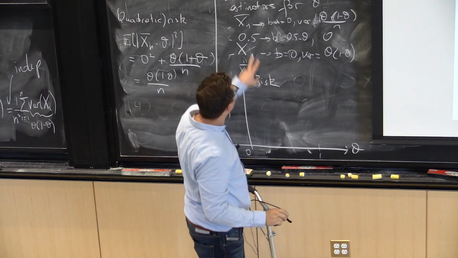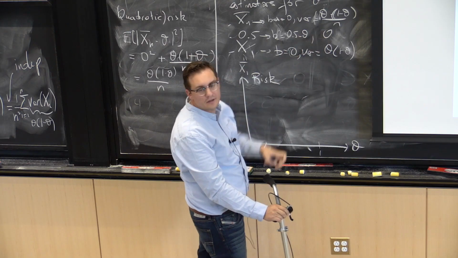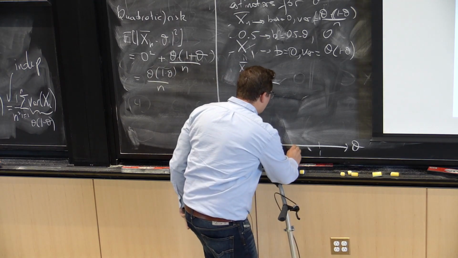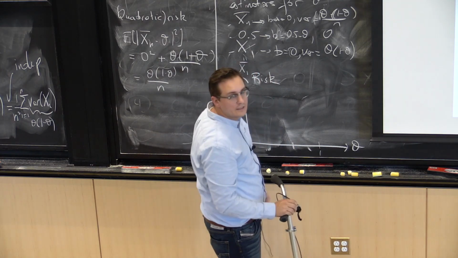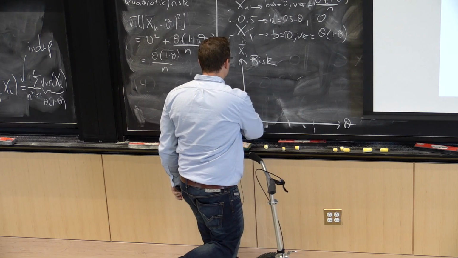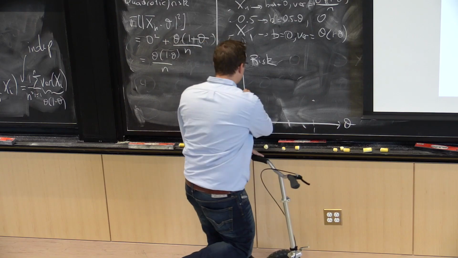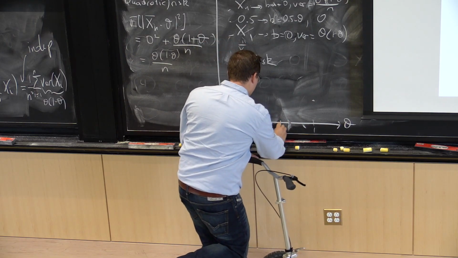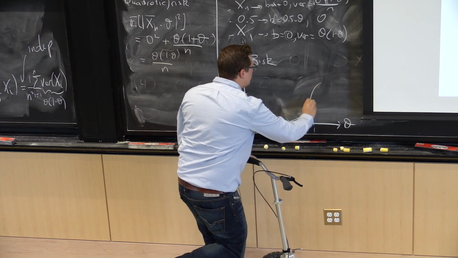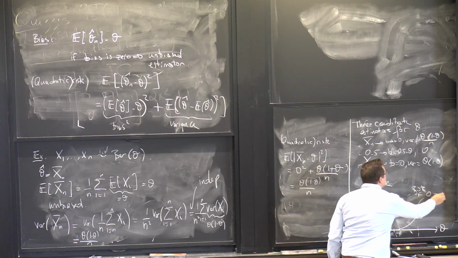So what is the risk of the estimator 0.5? This one is easy. It's 0 plus the square of 0.5 minus theta. So at 0 it's going to be 0.25, and at 1 it's going to be 0.25 as well. So it looks like this. Actually, sorry, let me put the 0.5 where it should be. So this here is the risk of 0.5.